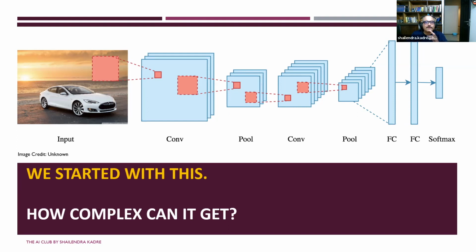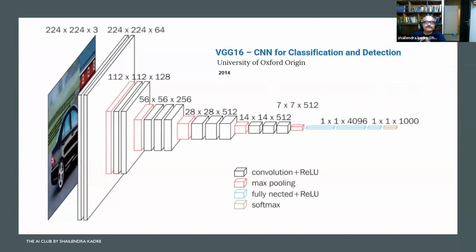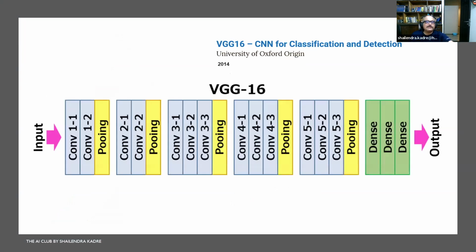Okay, so what is this? It looks something like this. Very complex. You input a color image. Just see the image, don't get into the detail. Input, convolution 1, convolution 2, then pooling. Then again convolution 2, convolution 2, pooling. Then again 3 layers of convolution, then pooling. Then again 3 convolution layers, then pooling. Then again 3 convolution layers, then pooling. Then 3 dense layers, and after that you have the output layer.